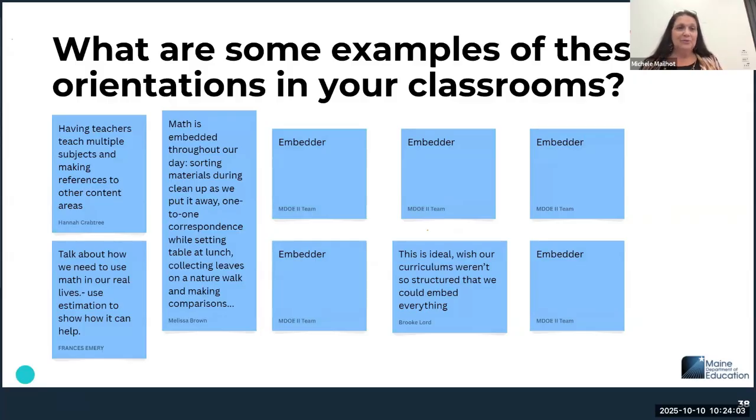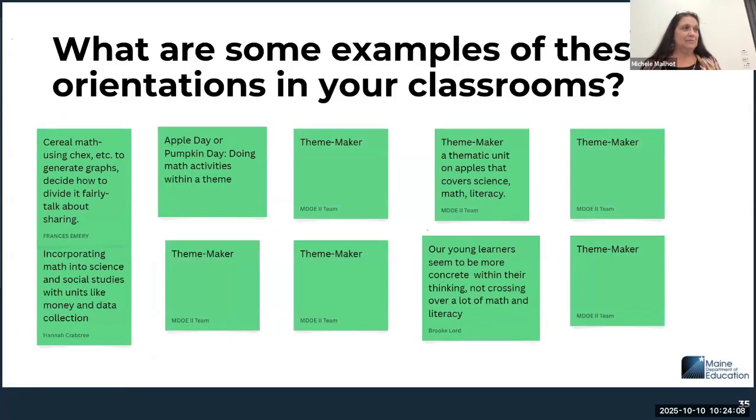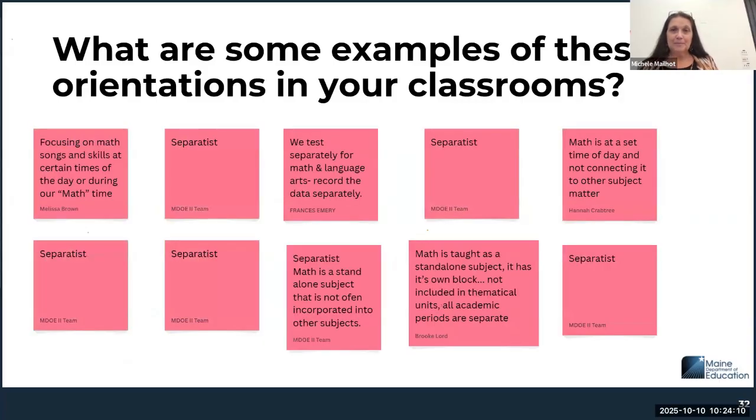Is there another group that would like to share some of the conversations that they had in their breakout room? Hi, we'll share. Great, thank you, Brooke. We're from Hamden and RSU 22. There's just two of us here. Excellent.